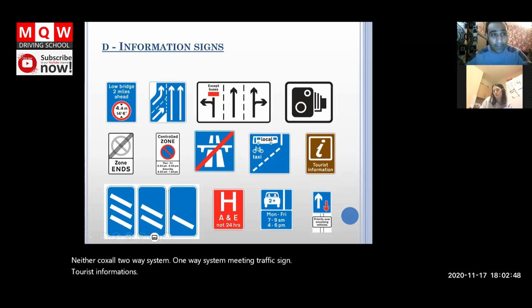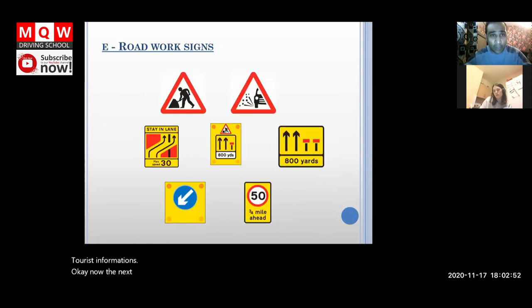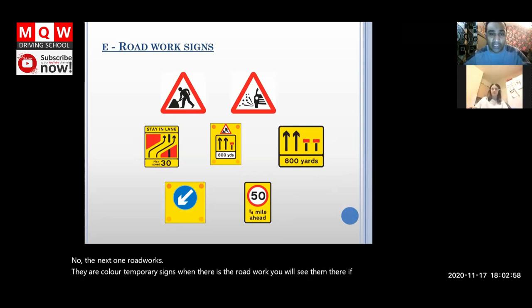Okay. Now, the next one, road works. They are called temporary signs. When there is road work, you will see them there. If there is no road work, you maybe don't see them on a daily basis.